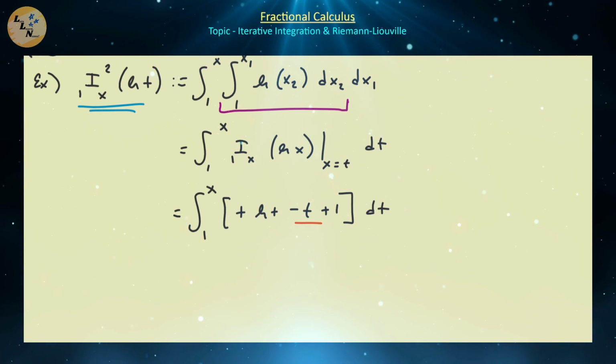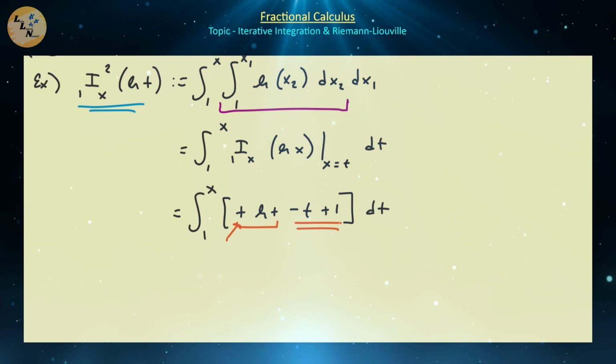We should easily be able to do the integral of minus t plus 1. That should not be an issue. In order to do the integral of t natural log of t, we can let u be equal to t and dv be equal to natural log of t, which is the same as I_1^x of natural log of t. So we can apply an integration by parts relationship there.